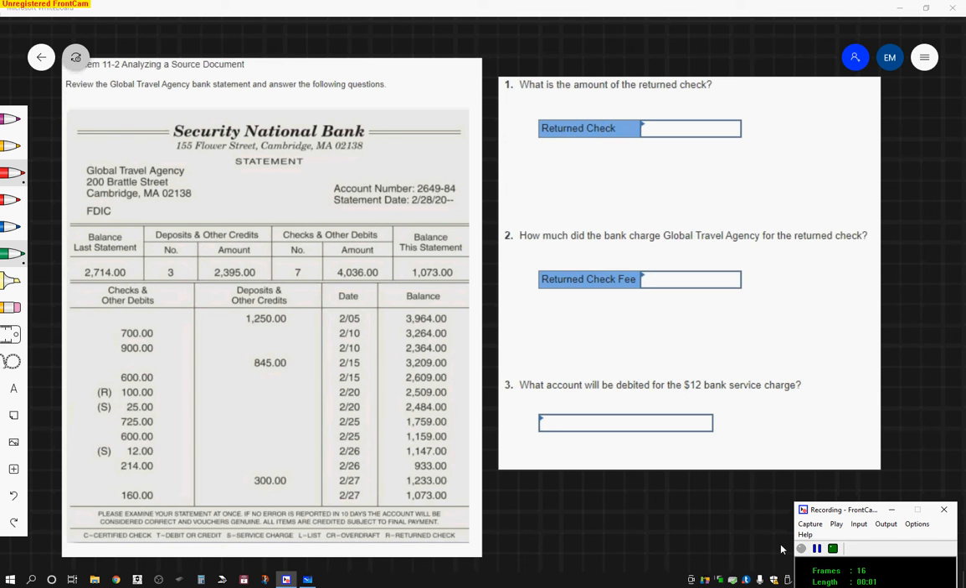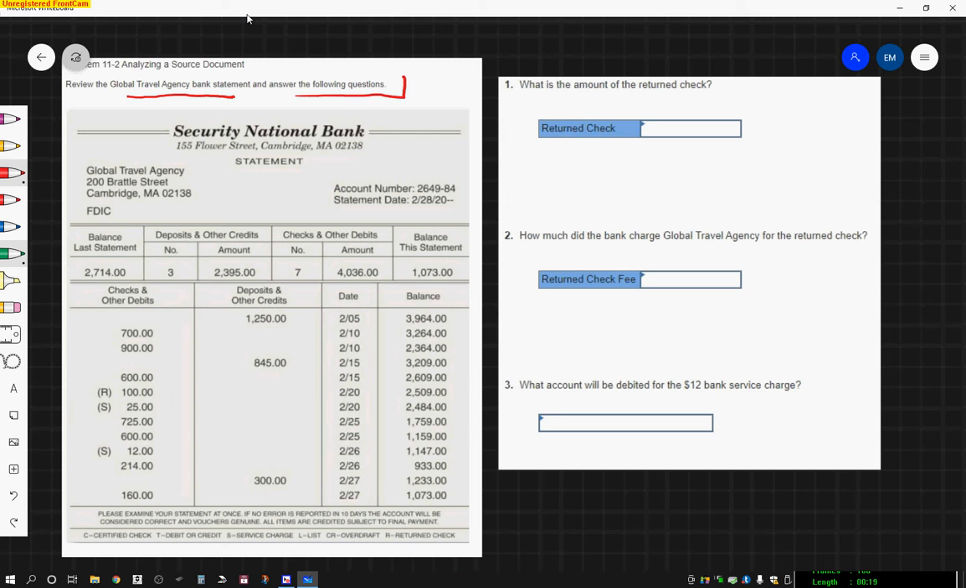Welcome to 11-2 Explain Analyzing a Source Document. We're looking at a bank statement. The Security National Bank has a depositor by the name of Global Travel Agency. The question says, review Global Travel Agency's bank statement and answer the following questions. It's giving us three questions. These are actually pretty in-depth, considering that this may be the first time you're looking at a bank statement.